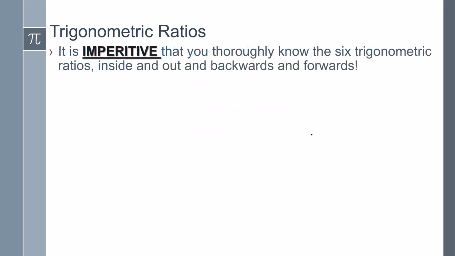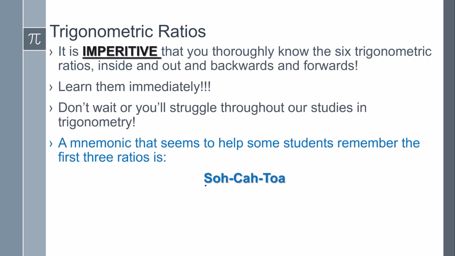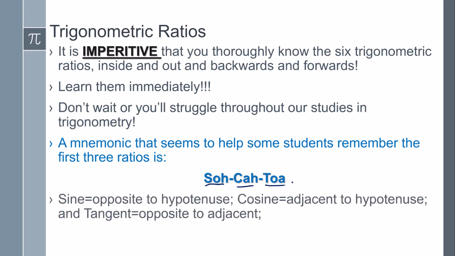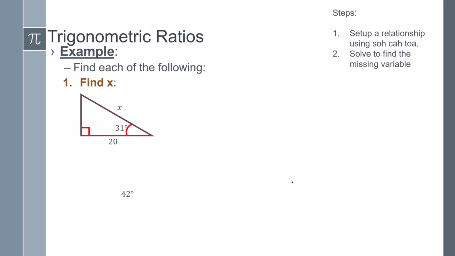We use a mnemonic to help us memorize this: SOHCAHTOA. This represents the sine ratio, the cosine ratio, and the tangent ratio. We're going to use those to find the missing side. To find x, I need to look at the given information according to the given angle. This is my given angle, so this is my adjacent, and this is the hypotenuse. Thinking SOHCAHTOA, which one has the adjacent and the hypotenuse? That would be my cosine ratio.